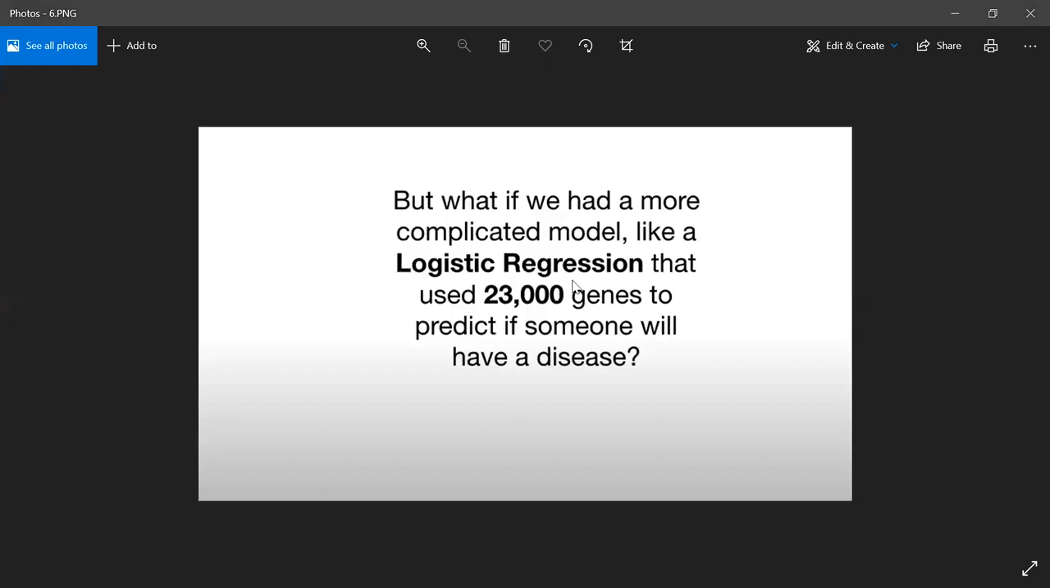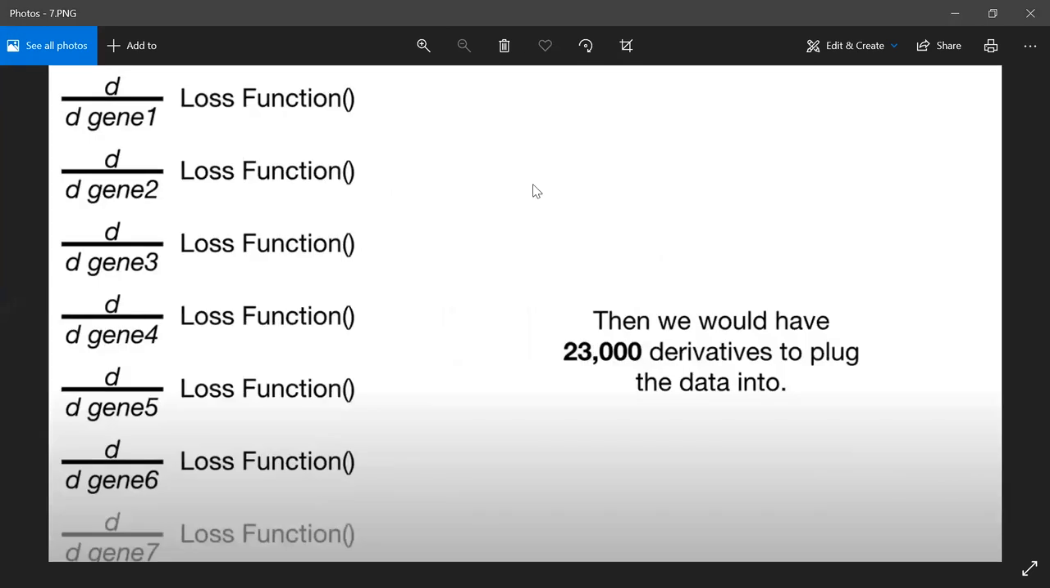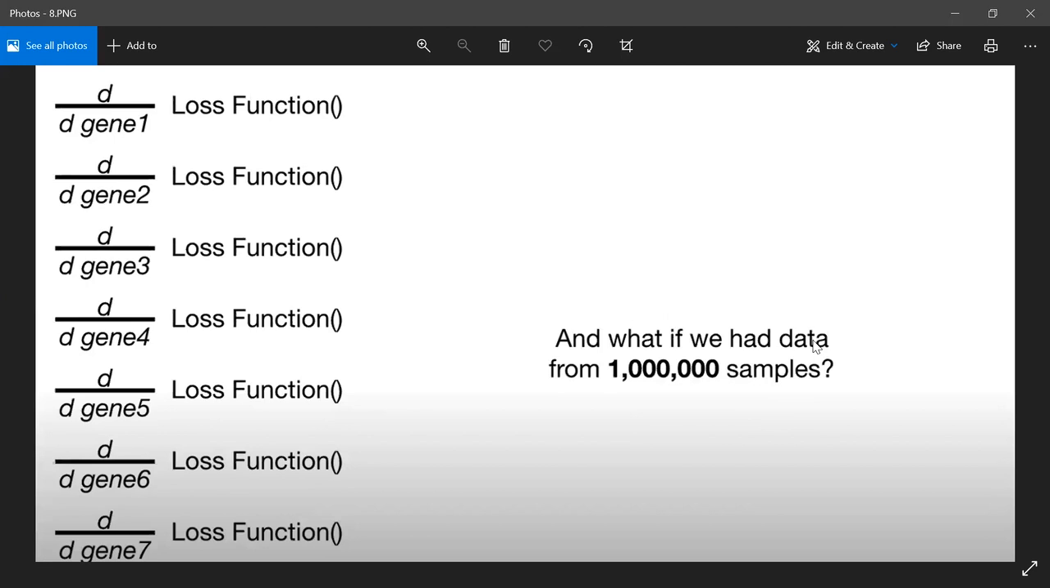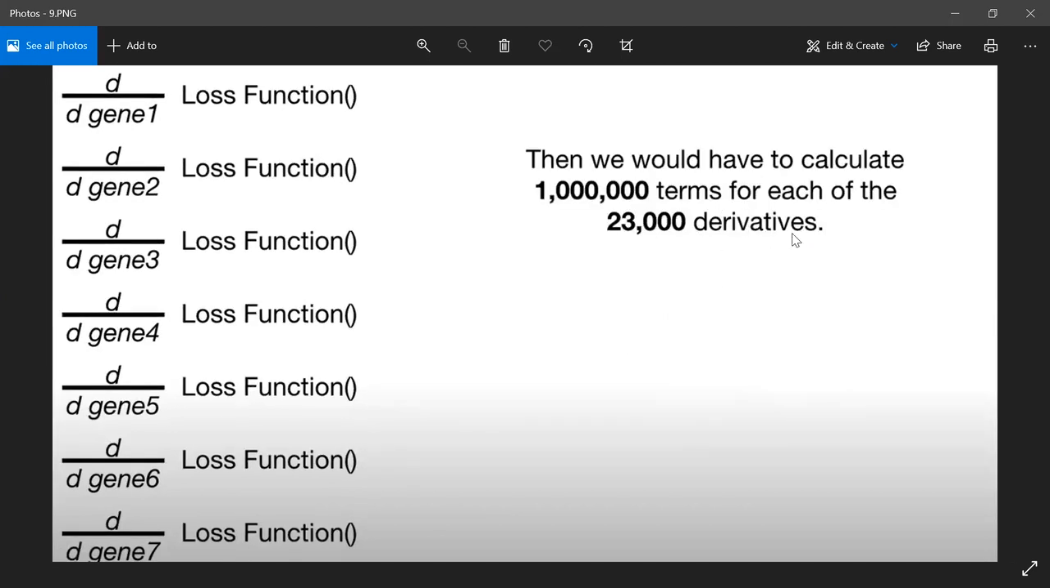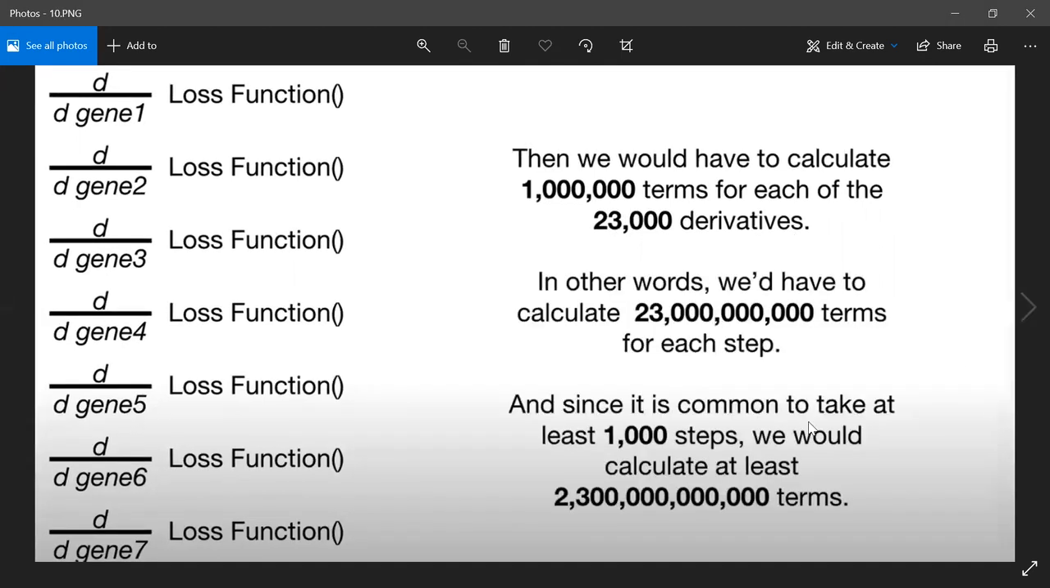So now, what exactly is stochastic gradient descent? For 3 data points, the math didn't take long. But if you have more data, we have to reduce the loss, right? Let's say we have 23,000 data points, and what if we have 1 lakh data samples? If I compute 20,000 derivatives to reduce the loss, we need to understand all these concepts. Since it takes at least 1,000 steps, this many terms we need to compute. Can we do this, guys?